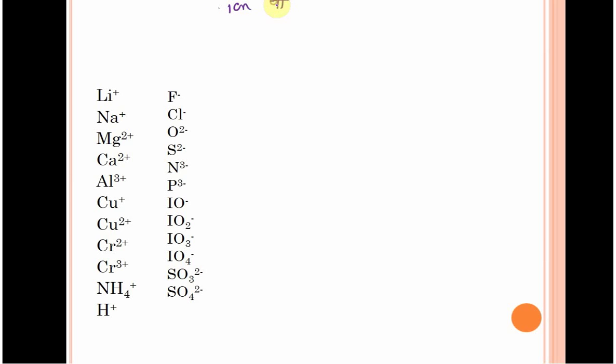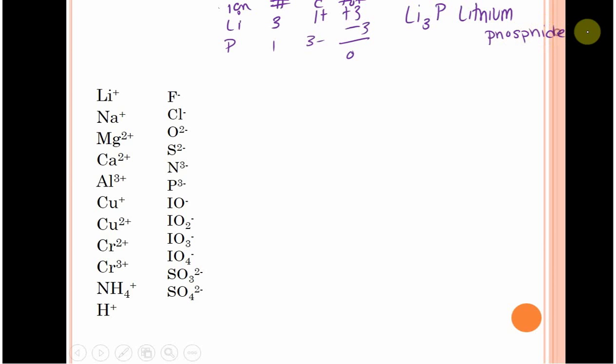Ion, number, charge, and total. Lithium with phosphorus. Lithium is in group 1. Phosphorus is in group 5. So again, we're going to need 3 lithiums and 1 phosphorus to give us total charges that will cancel. And so this is Li3P for lithium. No Roman numeral, no prefixes. Phosphorus becomes phosphide.